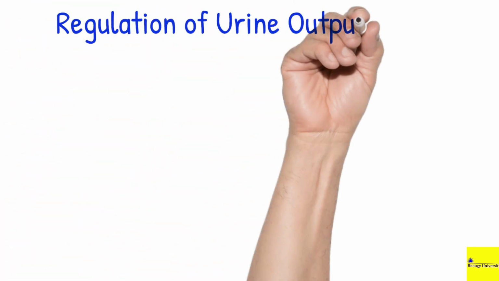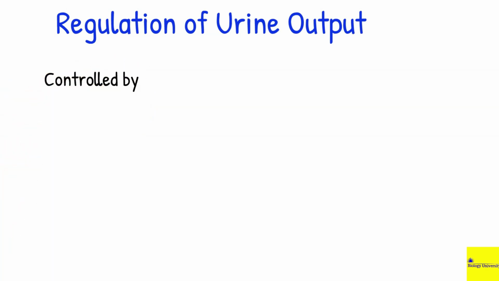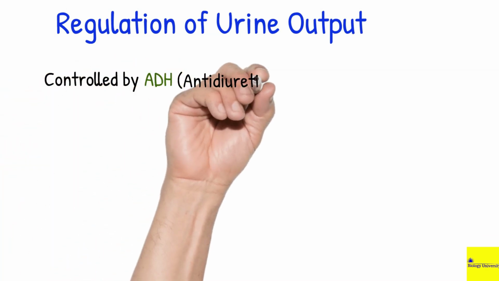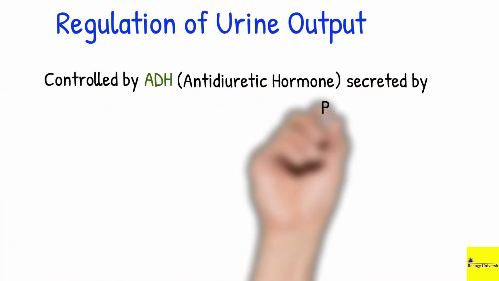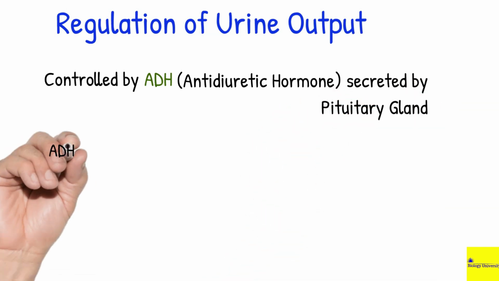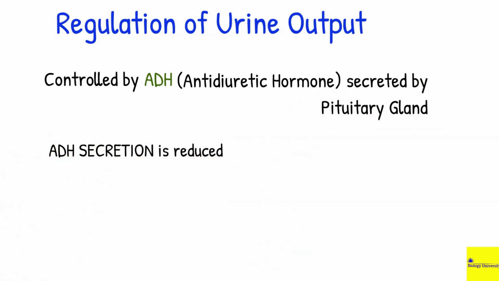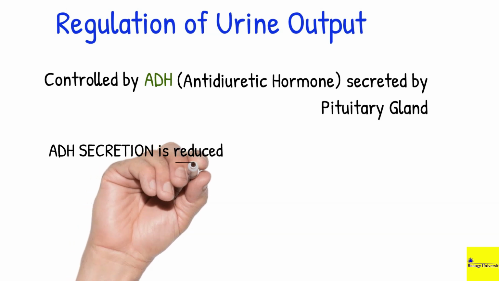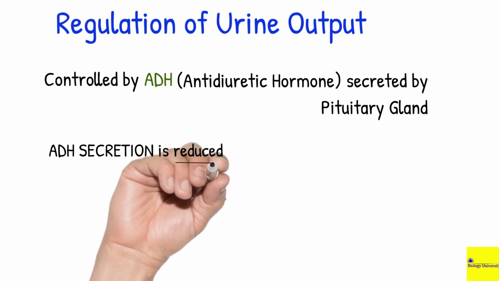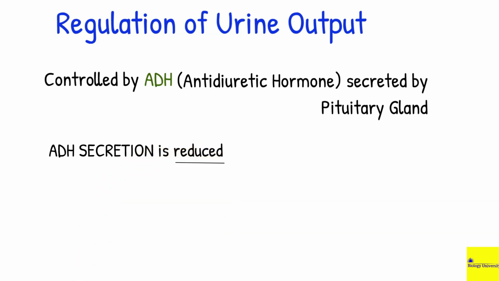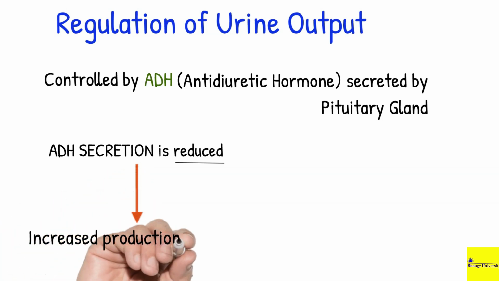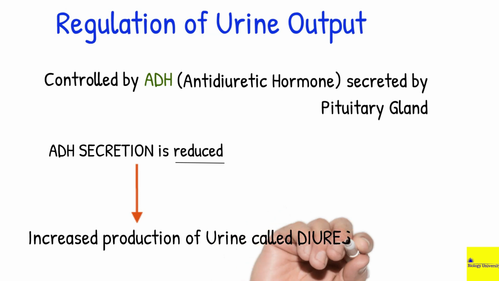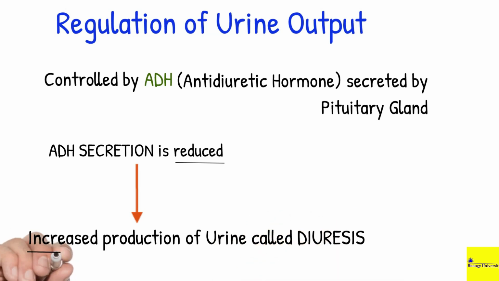The production of urine or the urine output is regulated by the hormone called the antidiuretic hormone, which is secreted by the pituitary gland. If the secretion of ADH is reduced, there is an increased production in the urine. This condition is called diuresis. There are substances that increase the formation of urine and they are called diuretics, for example, liquid diets, tea, coffee, alcohol, etc.